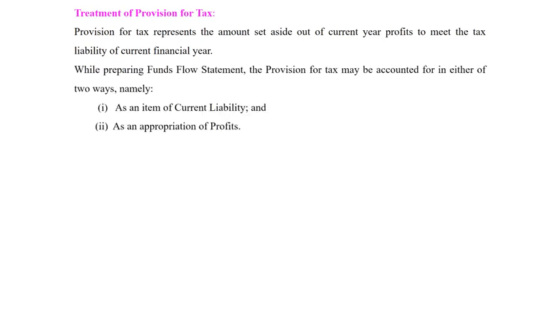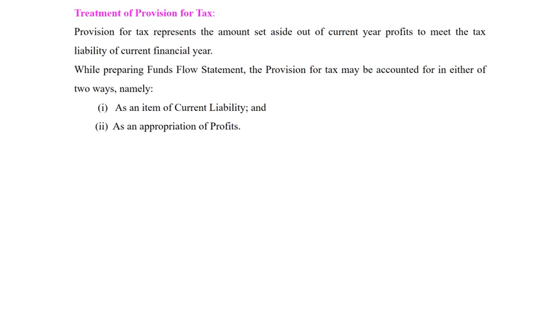So while preparing funds flow statement, provision for tax may be accounted for in either of two ways. One is an item of current liability. When it is taken as a current liability, there is no question of bothering. It will be considered under working capital schedule and it will be finished there itself.